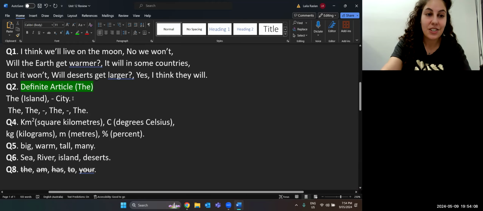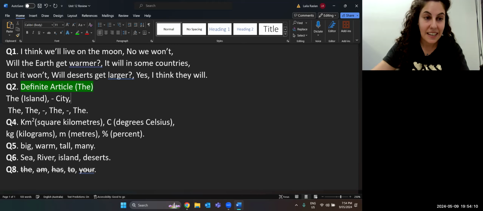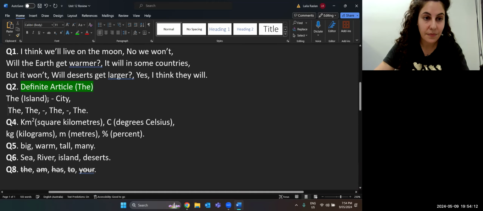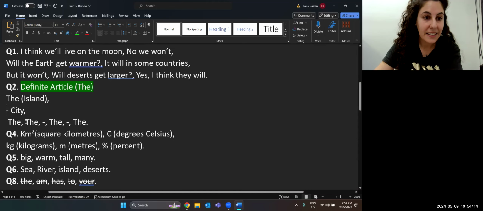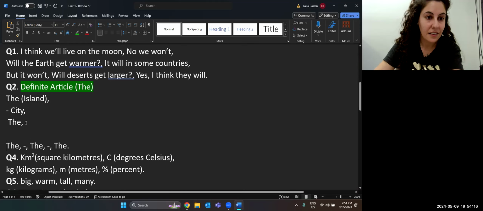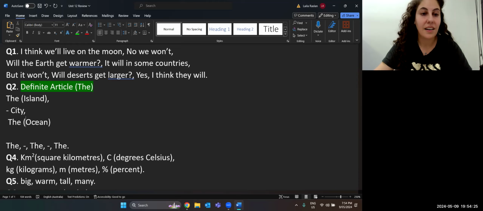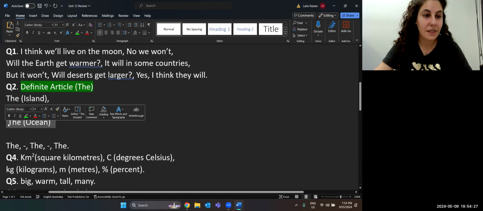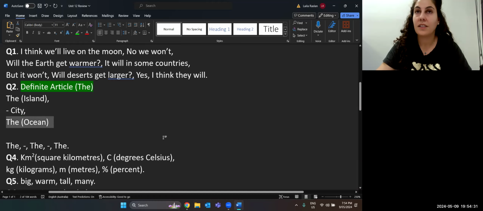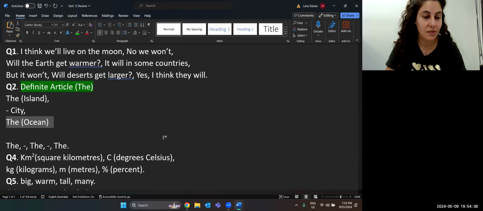The Atlantic Ocean. Yes, so when we have an ocean, we need to say the and then the name of the ocean. So it could be the Indian Ocean, the Atlantic Ocean, the Pacific Ocean. I need to say the when I'm talking about an ocean.